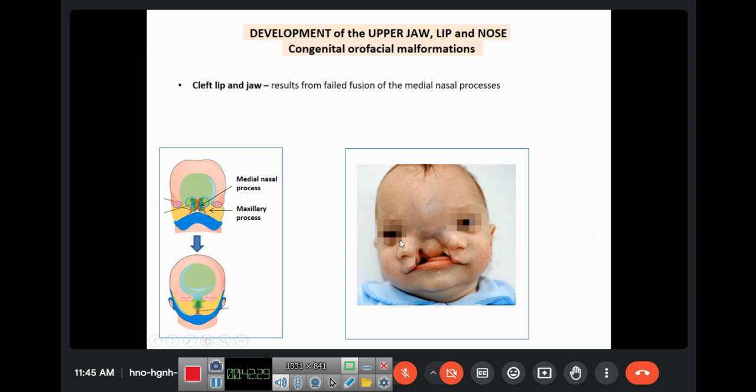So it's kind of the nose which splits into two parts, because each part of the nose developed from each medial nasal process. And also the primary palate and the mid portion of the lip also split into two because of incomplete fusion in this region.